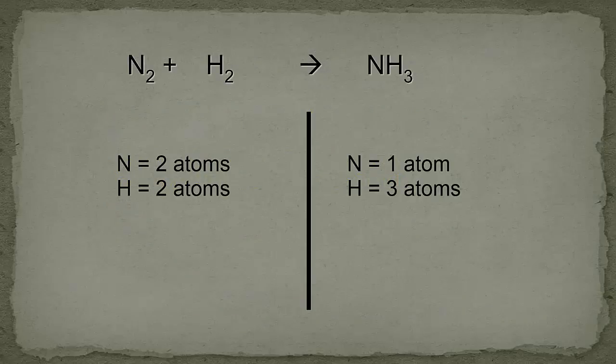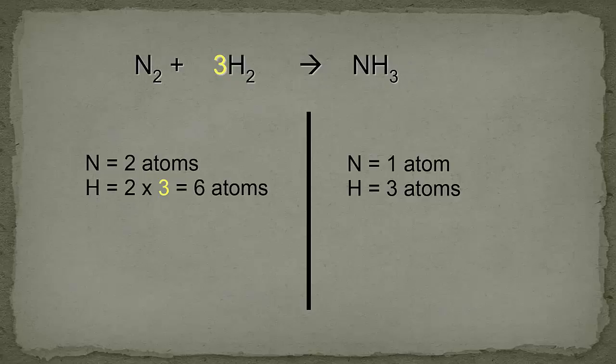Let's have another equation. N2 plus H2, which yields NH3. As you list the elements, nitrogen, hydrogen. On the reactant side, you have 2 atoms of nitrogen, 2 atoms of hydrogen. On the product side, you have 1 atom of nitrogen and 3 atoms of hydrogen. Notice that they are not equal in the number of atoms.